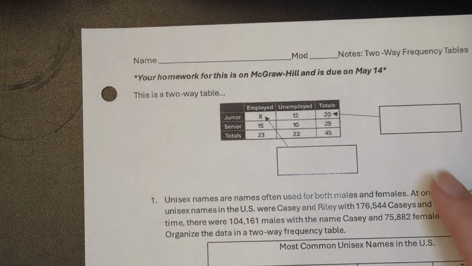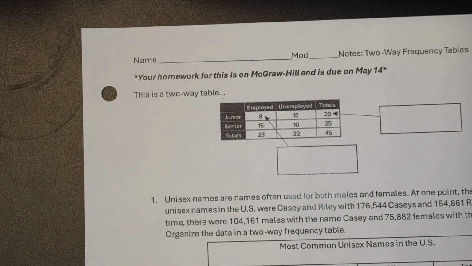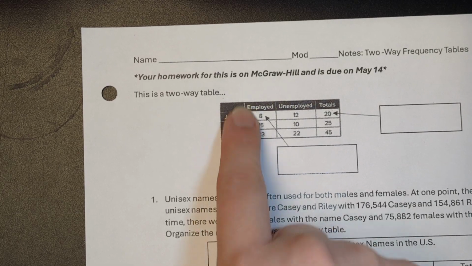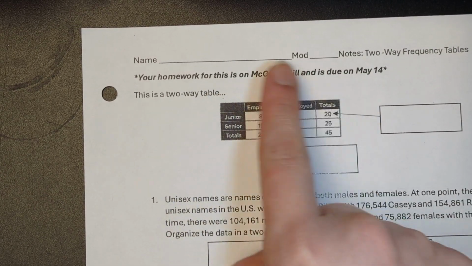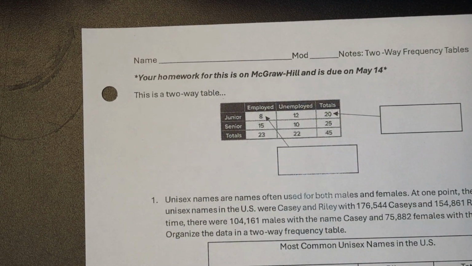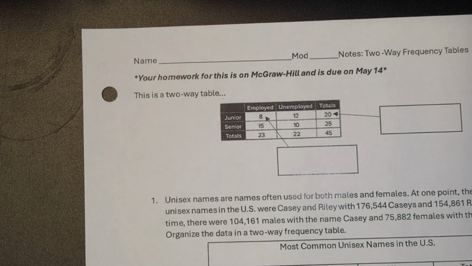Again, what we're doing for today is called two-way frequency tables. Basically, it's a table that has two different pieces of data going into it, okay? So you are going to learn today how to make that. And it's really, really easy. I'm going to show you how to do it, okay?